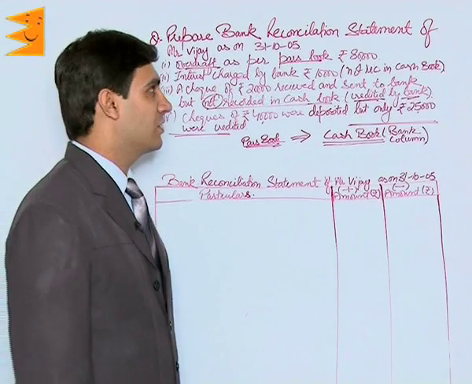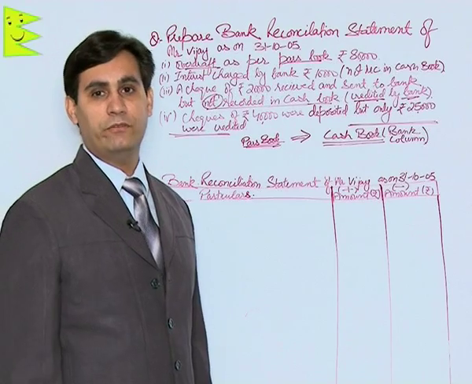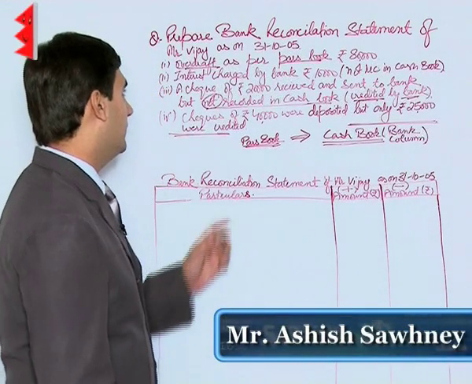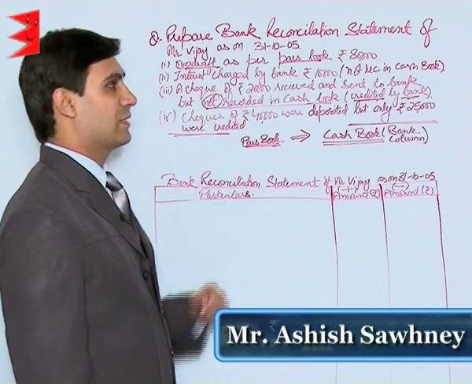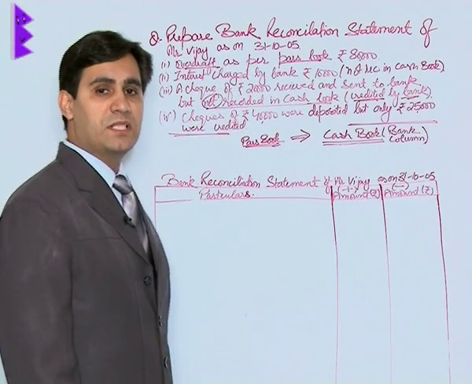Prepare a bank reconciliation statement of Mr. Vijay as on 31st October 2005. Now students, again in this case, overdraft is given to us, but this overdraft is as per passbook. Again the concept is same.